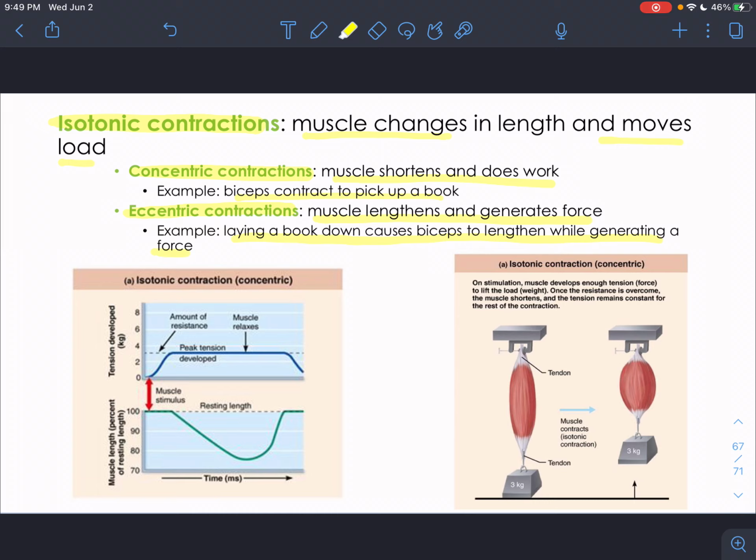Okay, so that's an isotonic, where the muscle changes in length. Okay, so anytime you're doing a sit-up or a push-up, if you're pushing down, it would be concentric. Pushing back up where the biceps lengthen again, that would be eccentric.